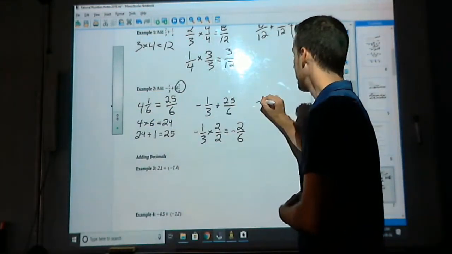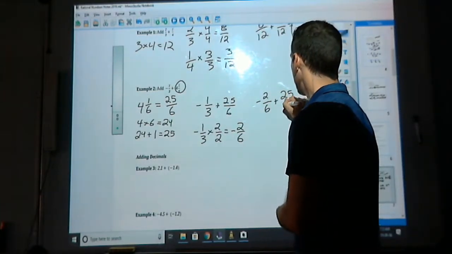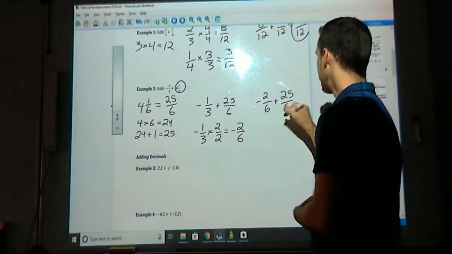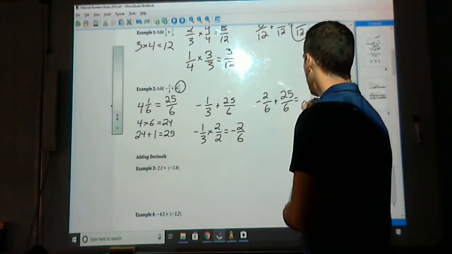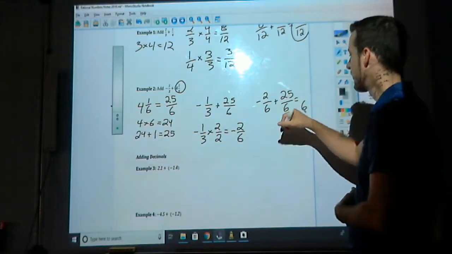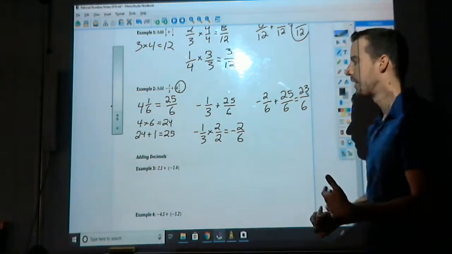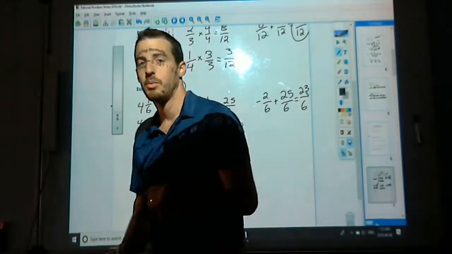Okay, so now we can just go through this process and start to get going, okay? So we start with negative 2 over 6 plus 25 over 6. Denominators are the same, so there's no problem here. Over 6, we start with minus 2, and then we add 25, and end up with positive 23 as our answer. Okay, so I hope this is making sense.